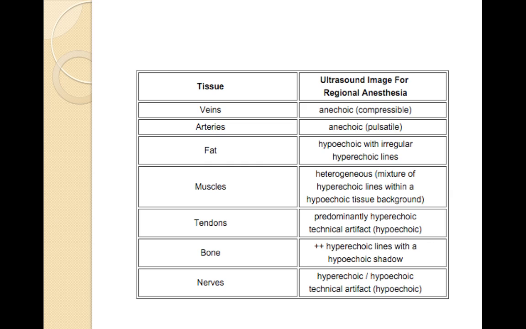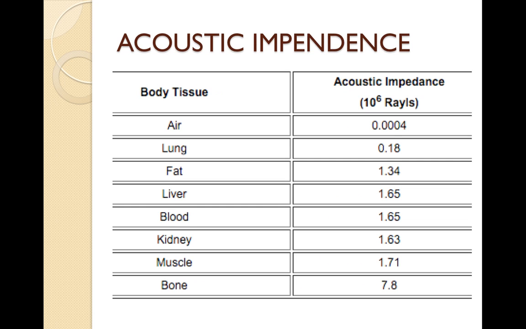Nerves, if you look at the brachial plexus, initially at the level of interscalene or supraclavicular area, nerves are hypoechoic because there is more neural tissue than the connective tissue. But as you go towards periphery, nerves become hyperechoic because there is more connective tissue in this area.